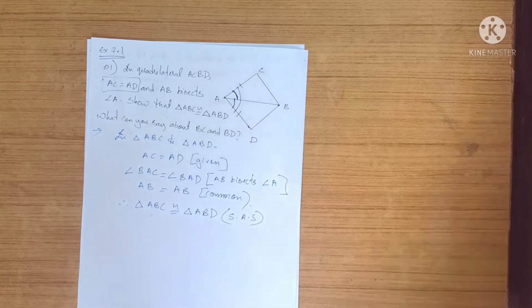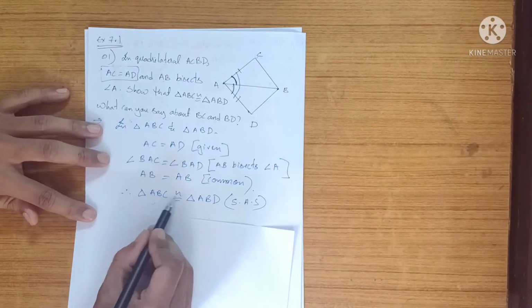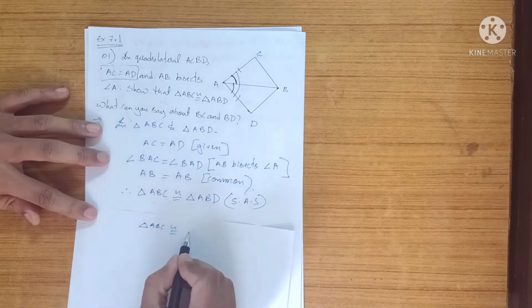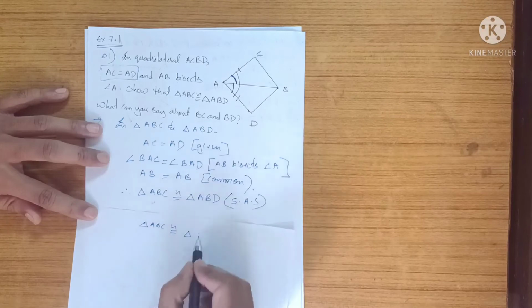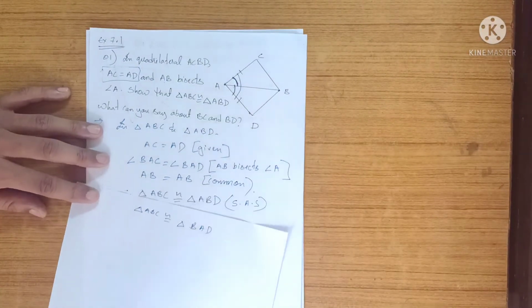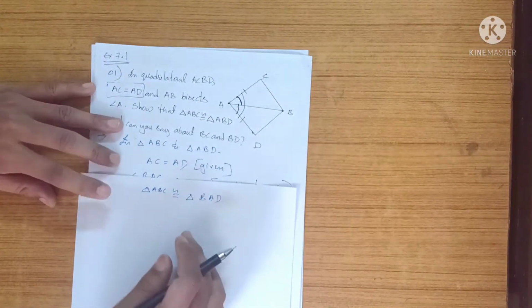A very, very important thing you have to remember is that when I'm writing triangle ABC is congruent to ABD, you cannot just simply write ABC is congruent to the same triangle but BAD. You cannot write like this, okay? You have to write according to what is the same.